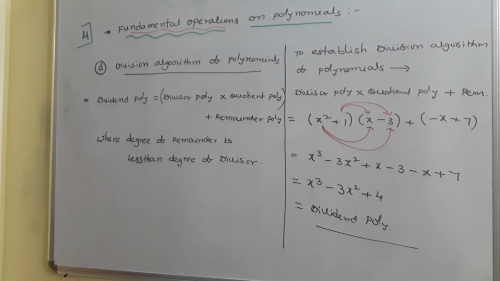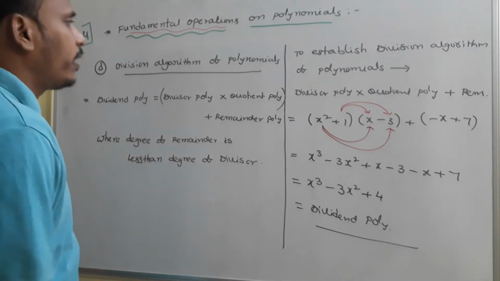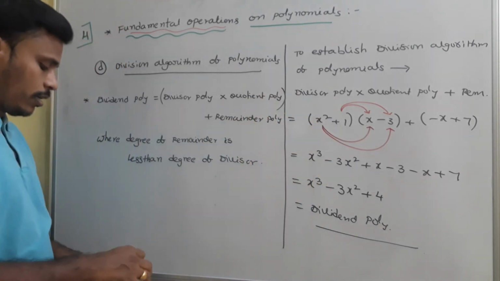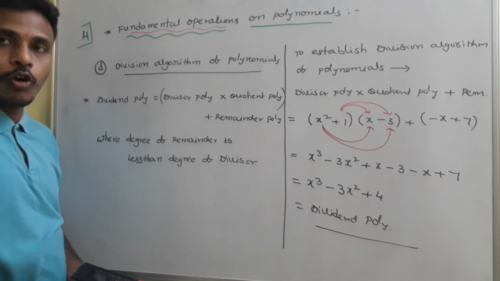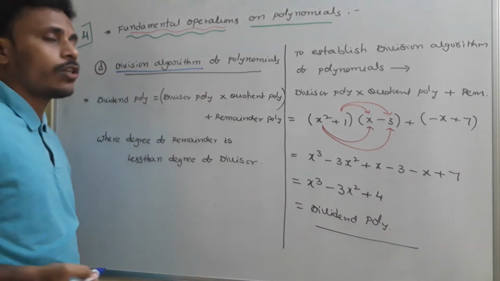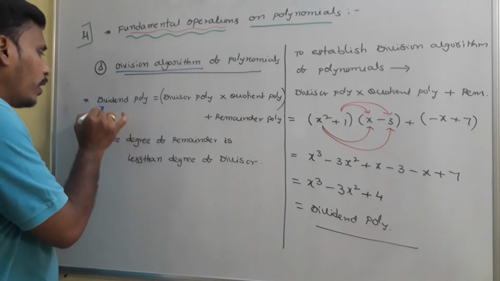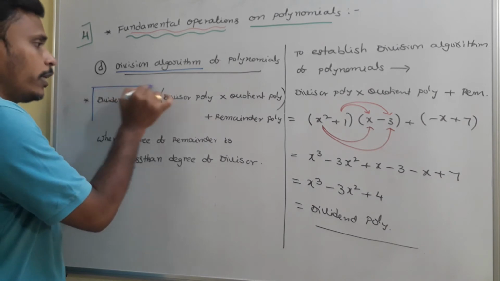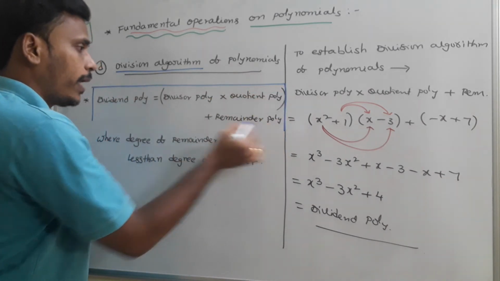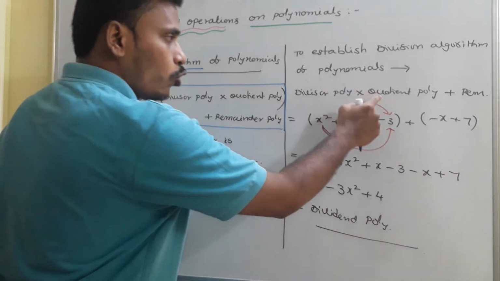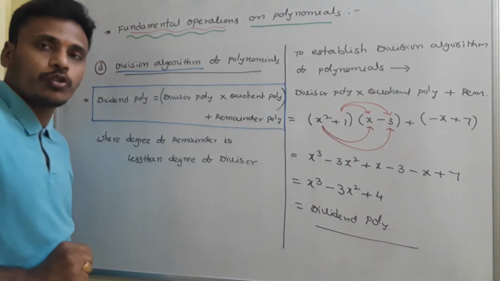So from this example, we are very clear about the division algorithm of polynomials, just like in numbers. See, just look here, division algorithm of polynomials. Very important statement: this division algorithm of polynomials is simply dividend polynomial equals divisor polynomial into quotient polynomial plus remainder polynomial. Just like this, divisor into quotient plus remainder is equal to dividend.